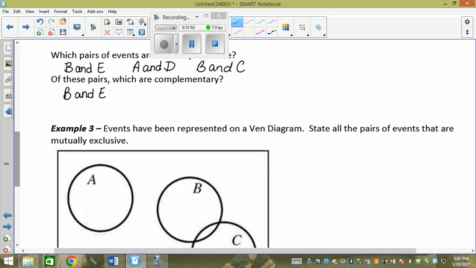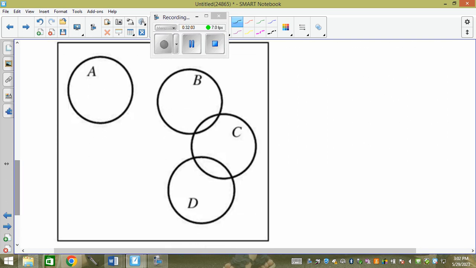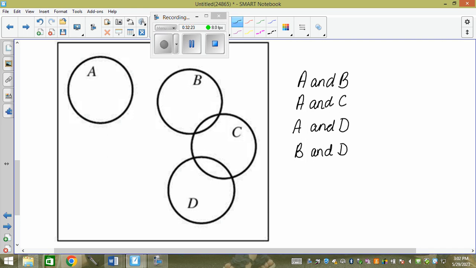Okay, events have been represented in a Venn diagram. State all the pairs of events that are mutually exclusive. Which of these have nothing in common? You tell me. A and B. What else? A and C. A and D. And there's one more that people miss. B and D. They overlap with C, but not each other, right?